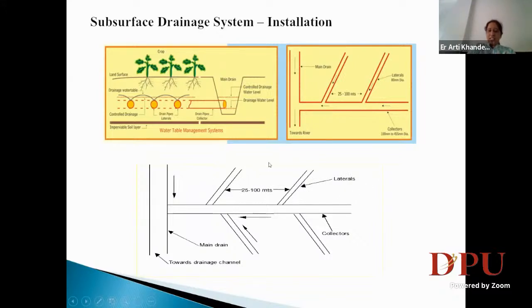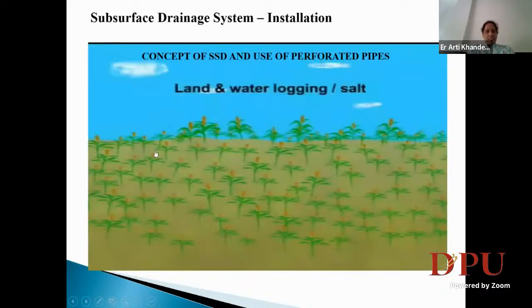The lateral collects the water from this space, and the collector flows that water by gravity and adds it to the main drain. The main drainage is connected to the local nalas or river, which collects all the surplus water. This is the concept of SSD using perforated pipe. Land and water logged. I will try if this video will play.